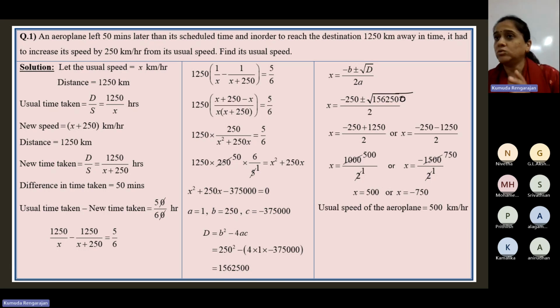So it's very important to know how to find the square root of a number by the long division method. Mostly here, the numbers under the square root will be a perfect square in most cases. So plus or minus, right? We have two cases, one with plus, the other with minus. 500 and minus 750. We get two values for x. X is 500, x is minus 750. And what is x here? Speed of the aircraft, which cannot be negative. So x is equal to 500 kilometers per hour. So the usual speed of the airplane is 500 kilometers per hour.